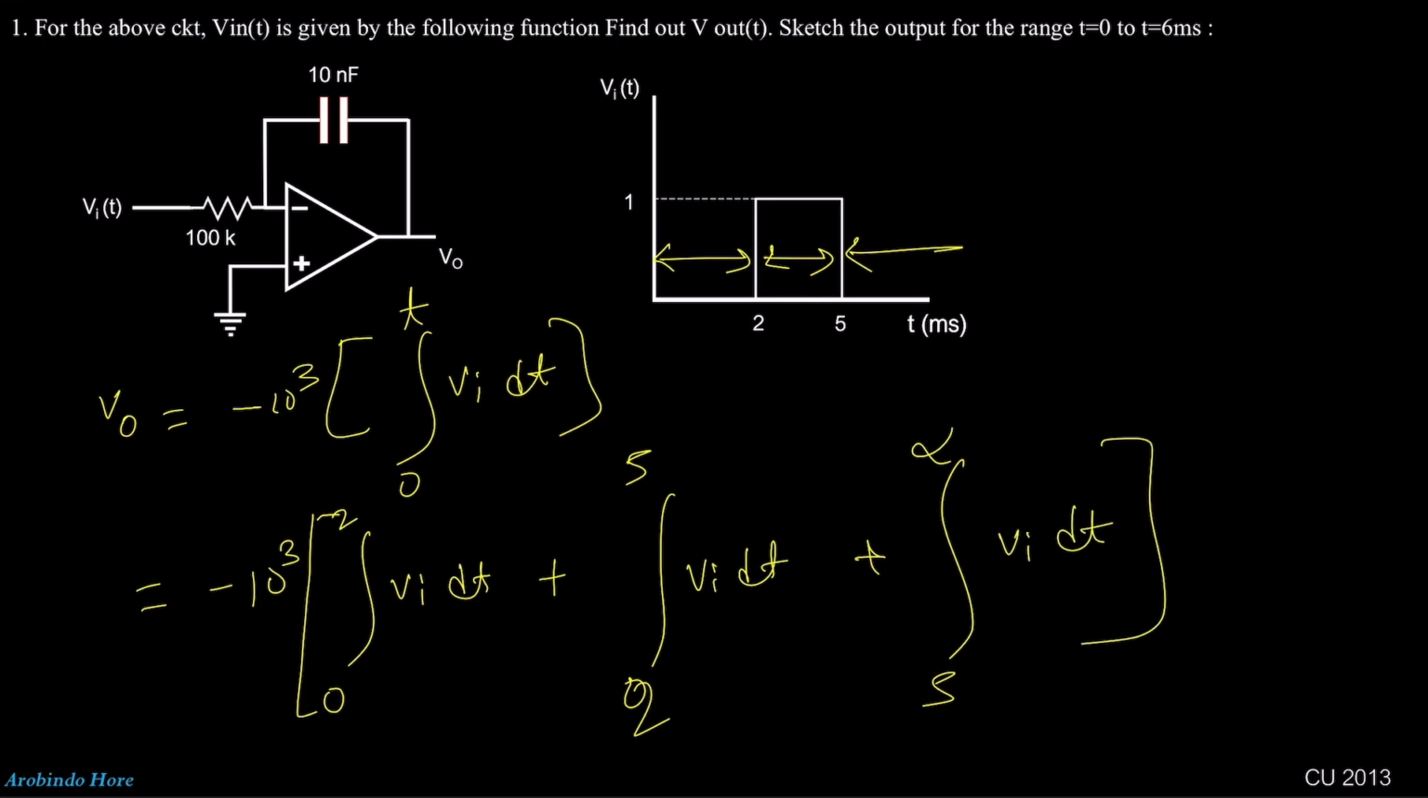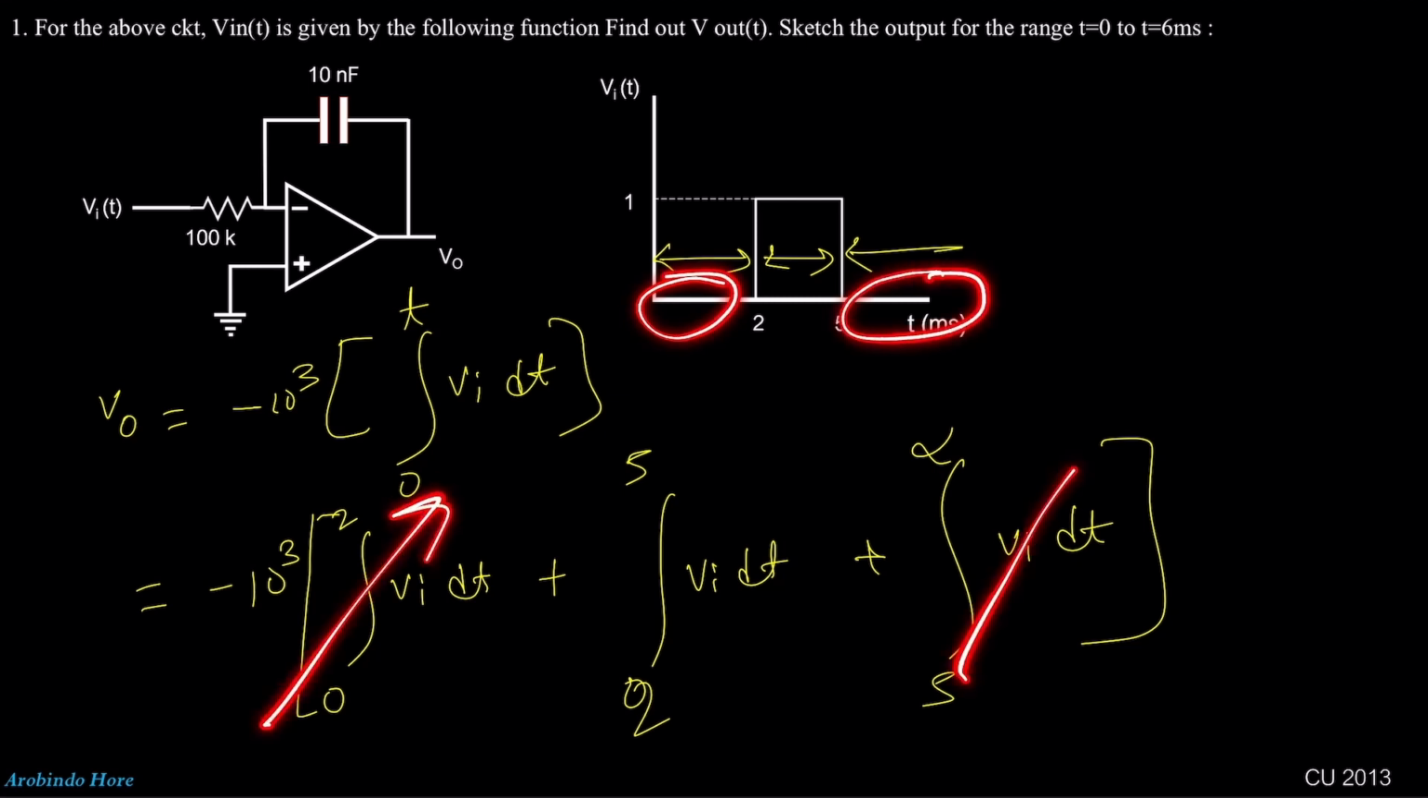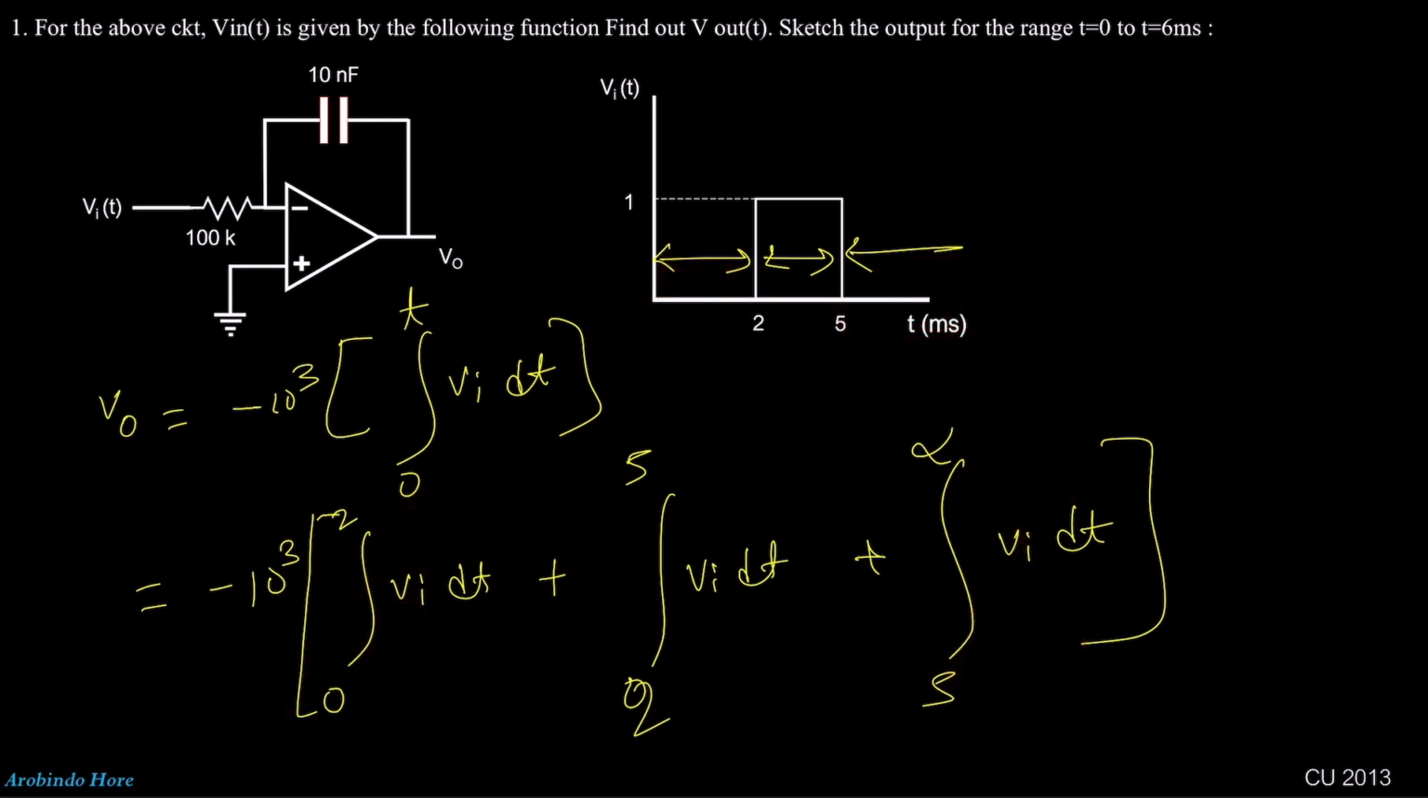Okay, and you can see here this part is 0 and 5 to infinity is 0. That means this part and this part will be 0 and 0. Okay, so we will get only the value of V0 will be minus 10 to the power 3 times integration 2 to 5 Vi into dt. Okay, so now we need to do the integration here. Minus 10 to the power 3 Vi, the value of Vi is how much? 1, right? So that means we will get 2 to 5 millisecond, this is in millisecond, into 1 into dt.